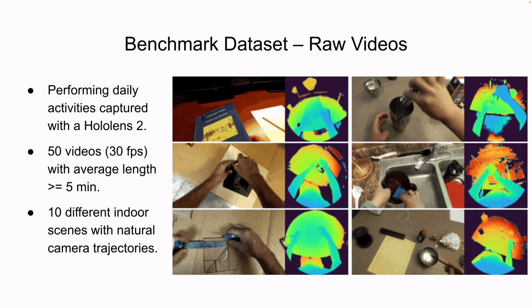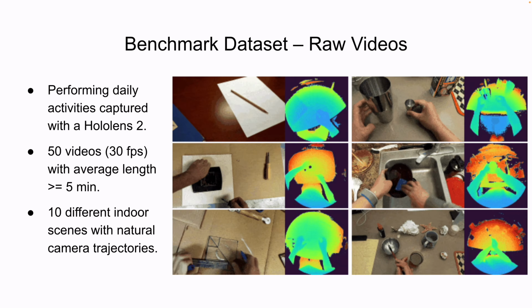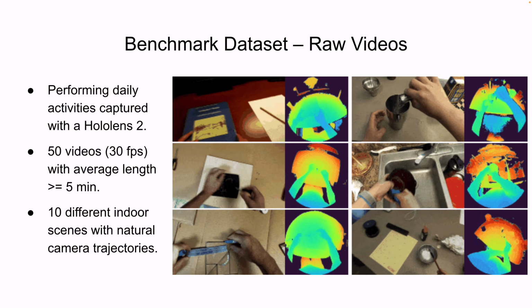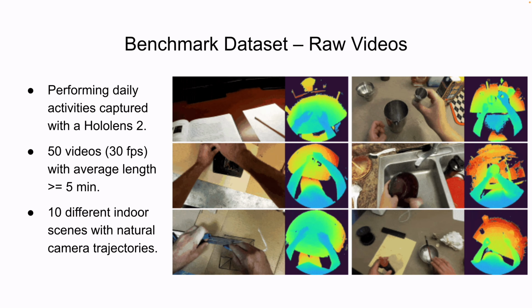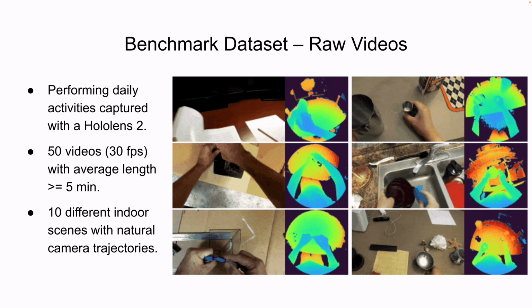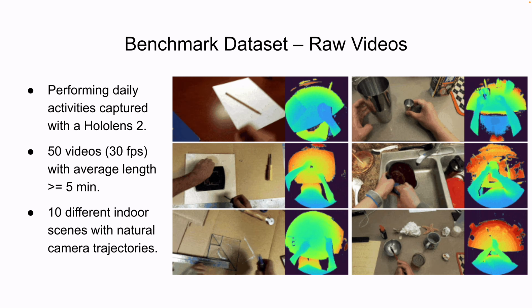This slide visualizes the raw videos in the benchmark dataset. In each video, the user performs daily activities and the video is captured by HoloLens 2. Our dataset contains 50 videos with an average length of over 5 minutes. We collect videos in 10 different indoor scenes with natural camera trajectories.